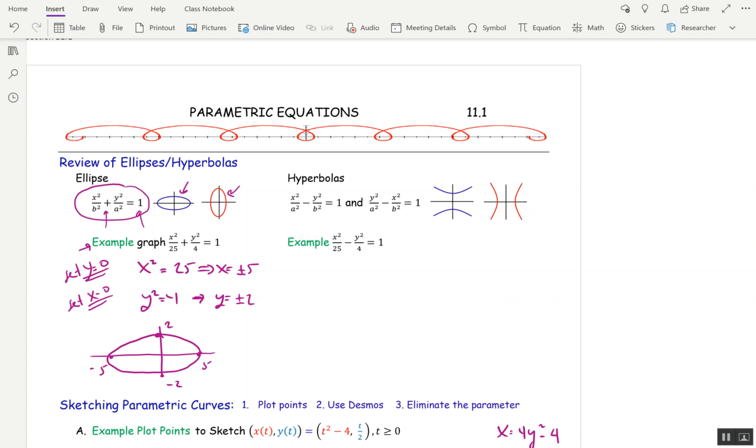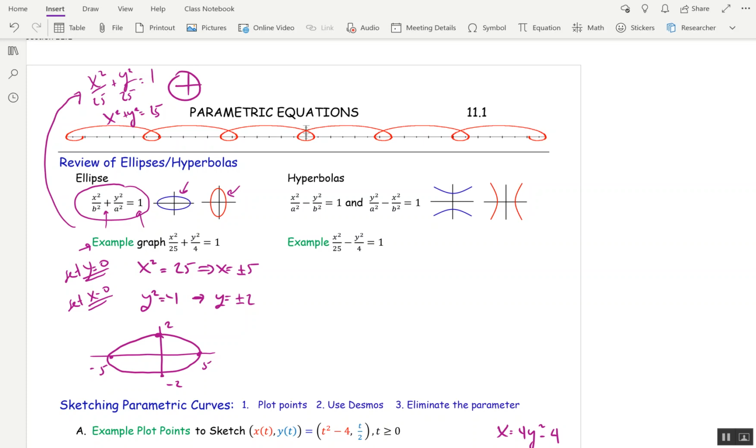Now, of course, if a squared is equal to b squared, so if you have something like x squared over 25 plus y squared over 25 equals 1, then you have a special kind of ellipse, which is a circle. That's x squared plus y squared is 25. That would be a circle of radius 5, because it looks like x squared plus y squared equals r squared.